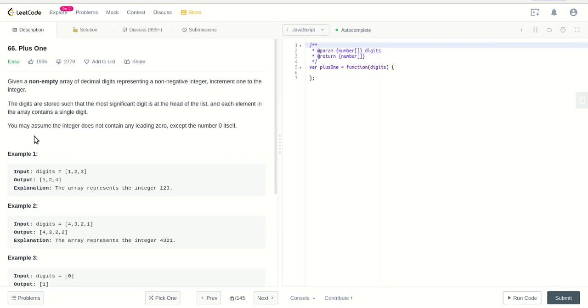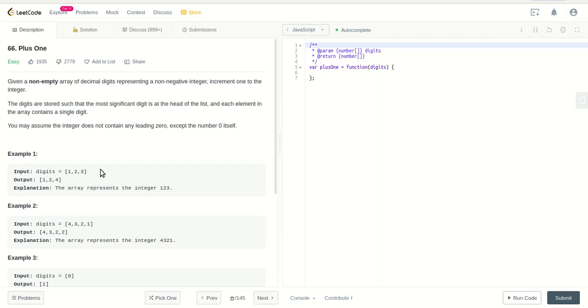The third statement, we may assume that the integer does not contain any leading zero except the number 0 itself. What that means is that starting from the beginning, we would expect the numbers to be 1 or greater. So we don't expect something like 0, 1, 2, 3. That's what it's saying. Okay, so let's take a look at the examples quickly.